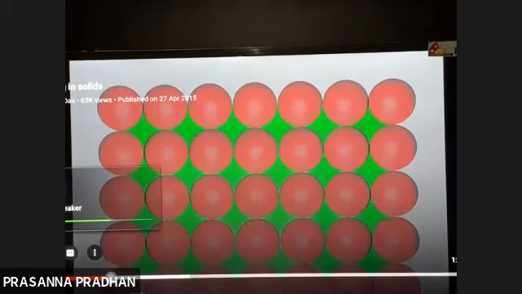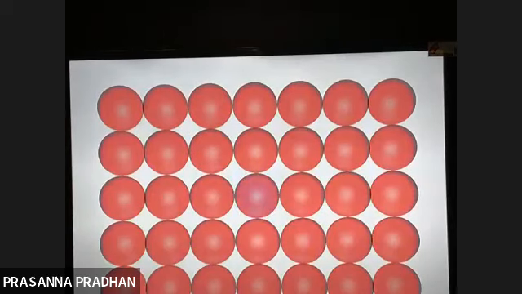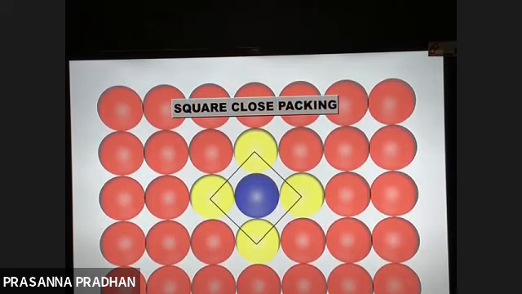Note that each linear arrangement is placed separately and aligned vertically. Here, the vacant space is this. Now, in this packing, the spheres take up only 52.48% of the available space. Here, a single sphere touches 4 other spheres. If we join the centers of the spheres, we get a square. Therefore, this packing is called square close packing.